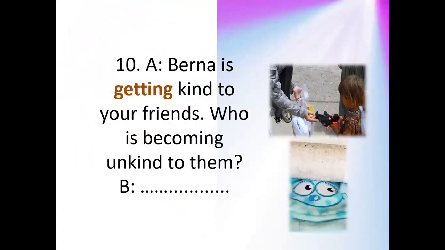Ten. Berna is getting kind. Yes, Berna is always kind. Present tense of to be. Berna is always kind. But look at her today. Again, Berna is getting kind to your friends. She is kind to everybody. And look at Berna and look at your friends. Berna is getting kind to your friends. Who is becoming unkind to them? Nobody. Nobody is becoming unkind to them.